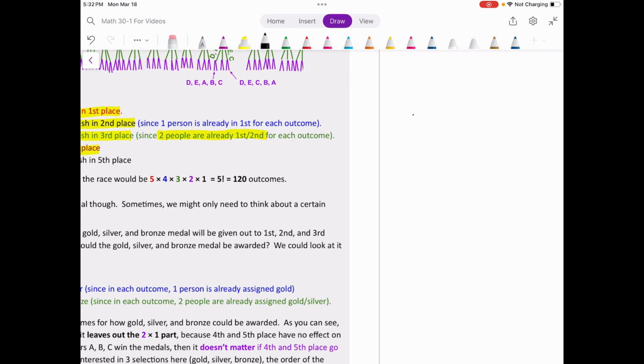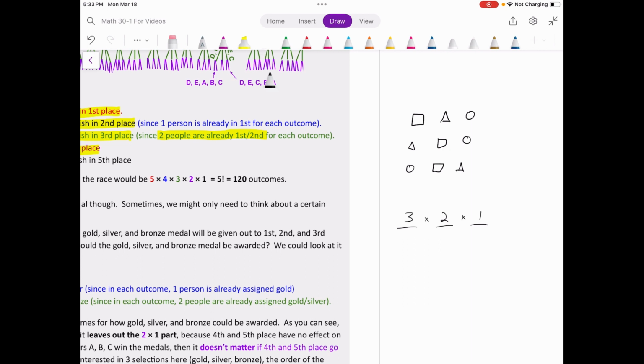If I have 3 objects, let's say a square, a triangle, and a circle, and I want to know how many different ways I could arrange them, right? Well, think of it this way. I have 3 objects to put in the left spot, leaving me with 2 to choose from for the middle spot, leaving me with only 1 to choose from in the last spot, right?